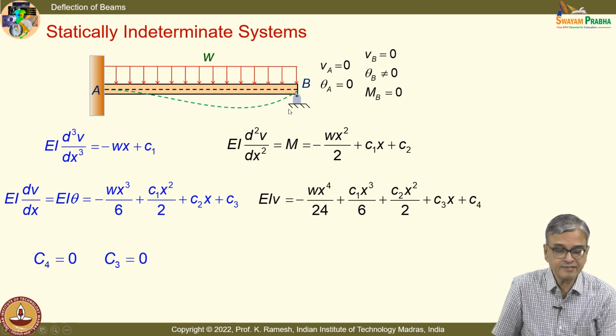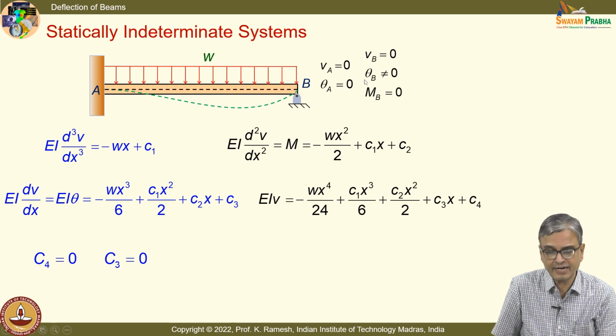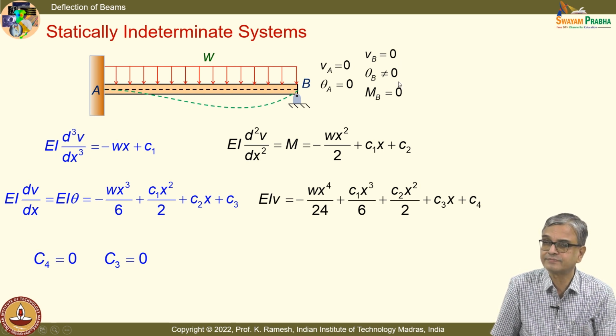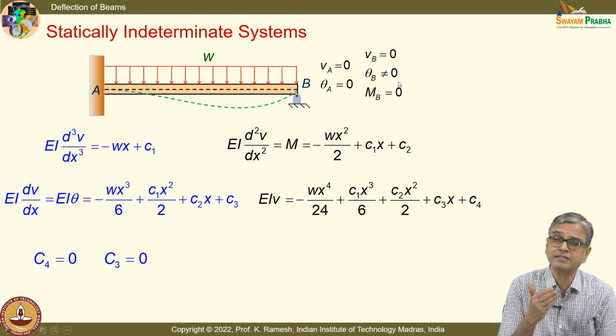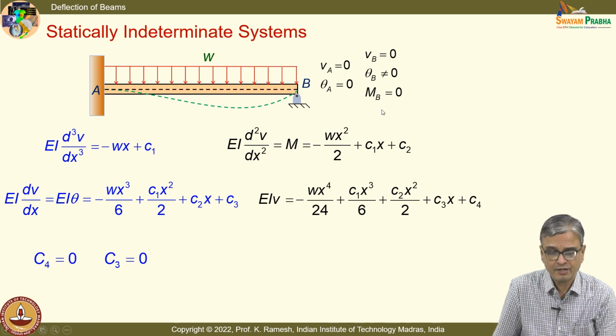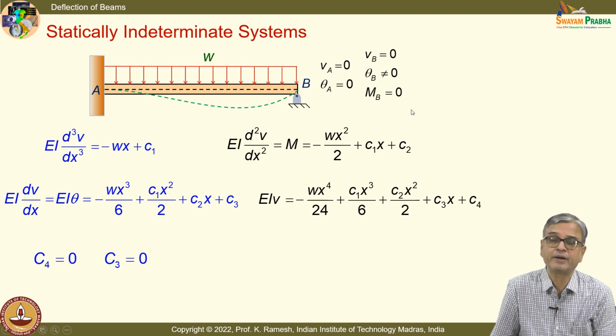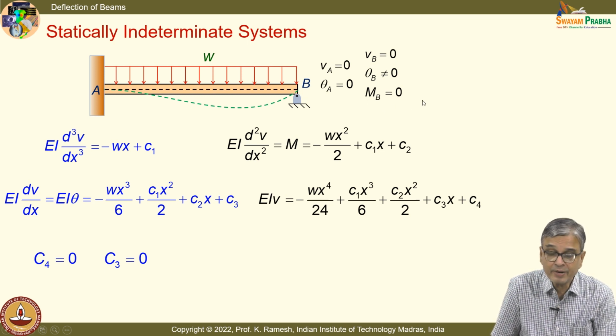And at this end B, VB equal to 0, that is very clear, and theta B is not equal to 0. You can have rotation because the support allows a rotation. So now you go to the force: a pin joint cannot support a moment. So, the moment has to be 0 at that point. So, I have 4 boundary conditions that can be used.